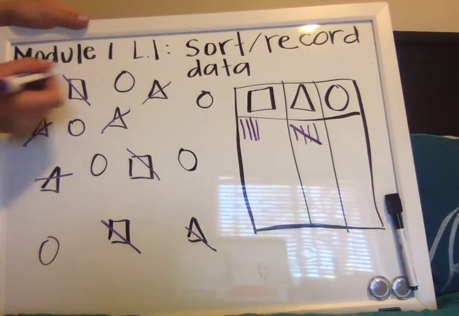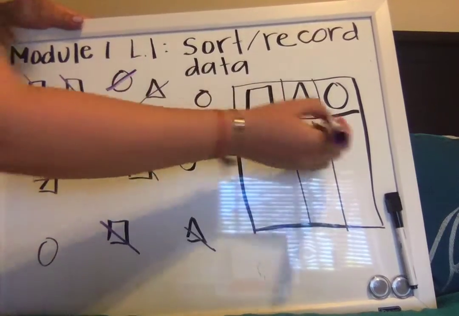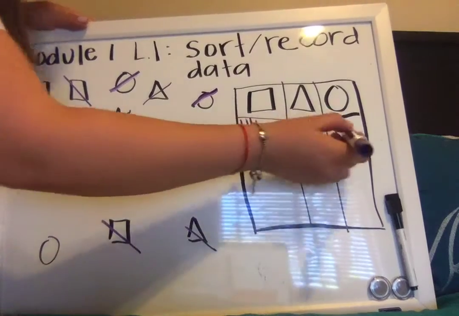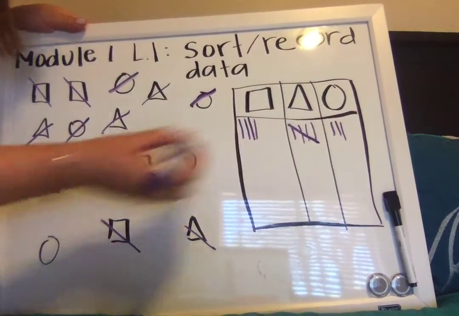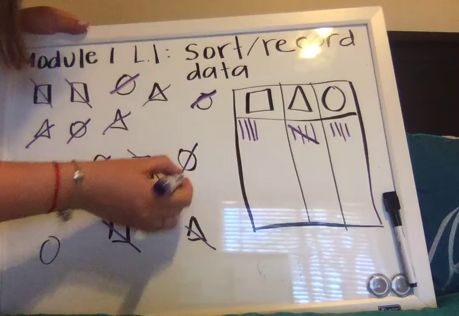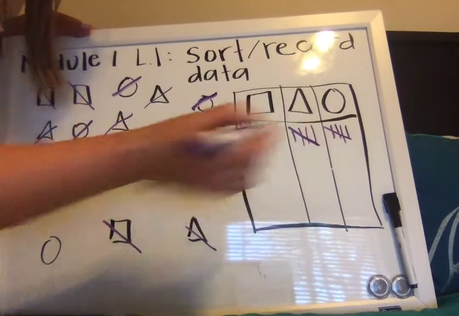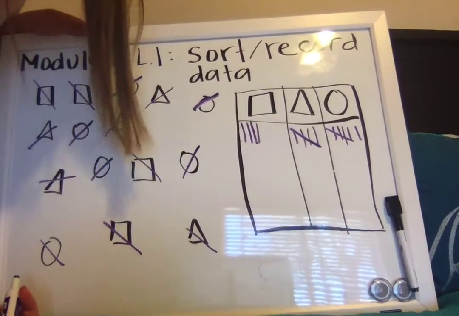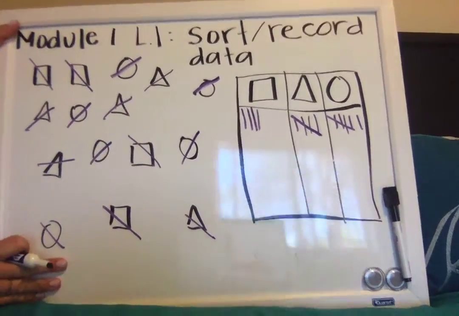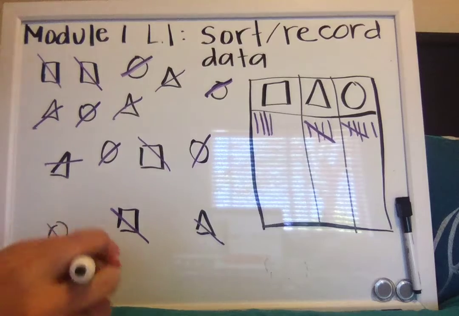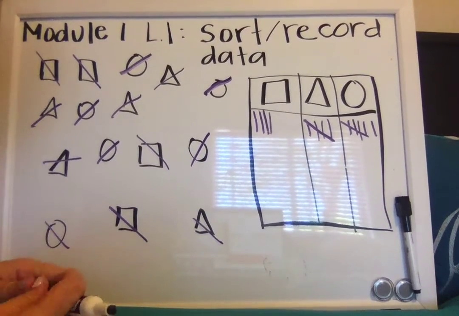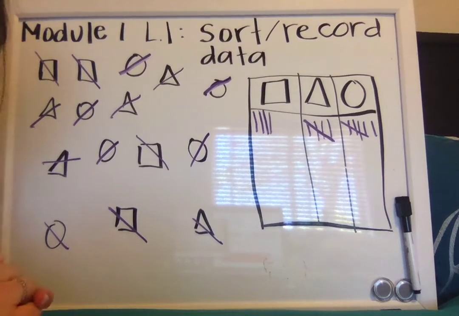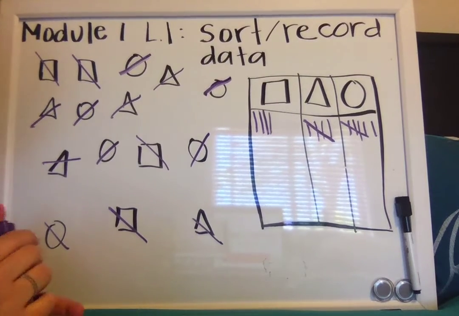Last shape, circle. Go to my circle. 1, 2, 3, 4. Oh, 5 goes across. And the 6th one goes on the side. Perfect. Okay, so here you have now sorted, recorded your data in a graph. You categorized, you put things into groups to make it look neat and organized.